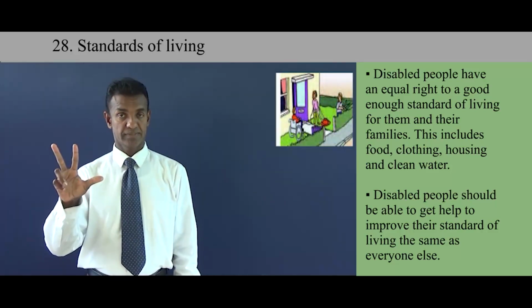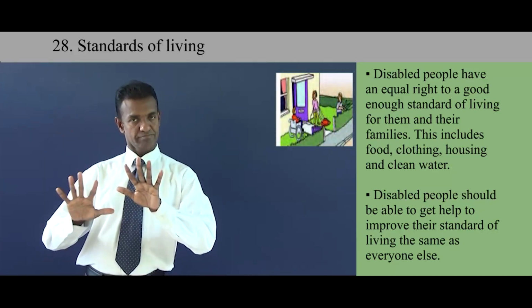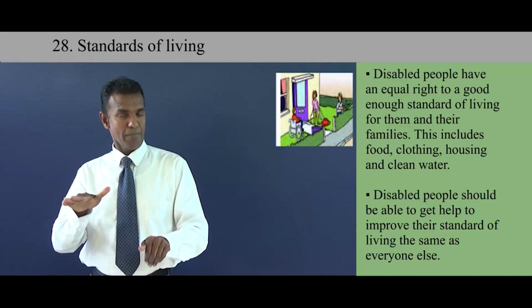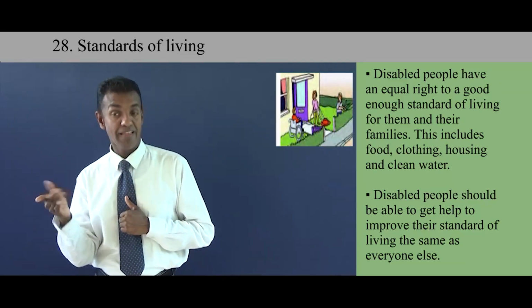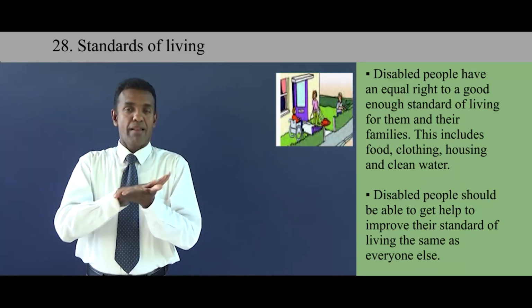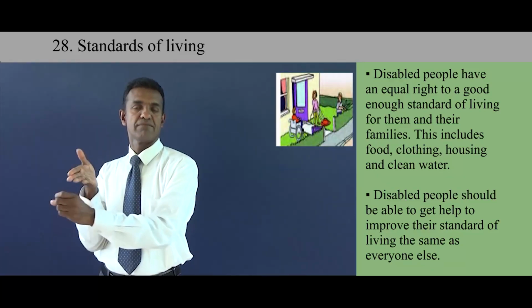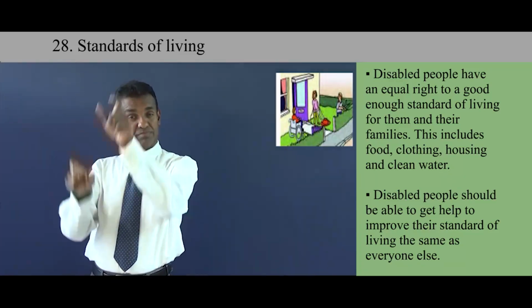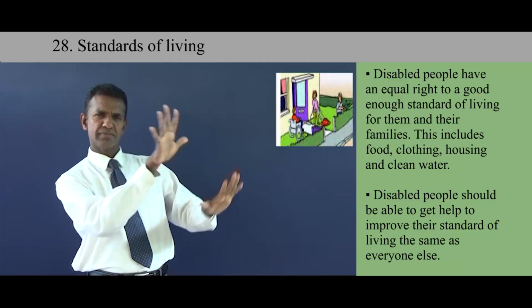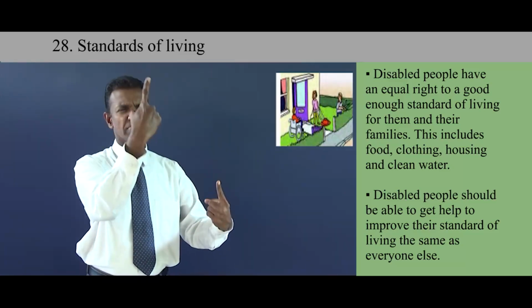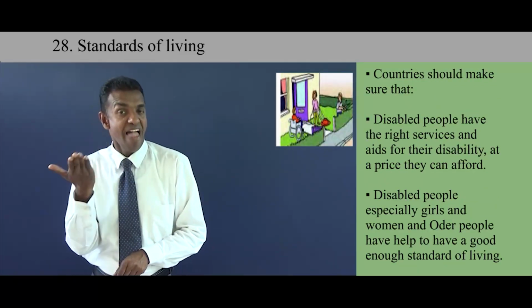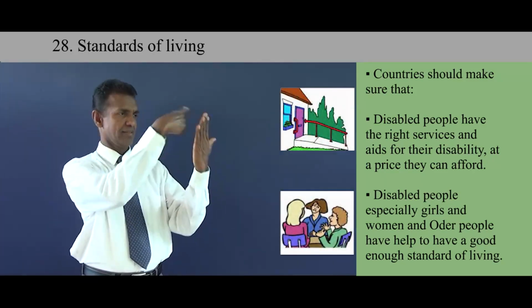Standards of living. Disabled people have an equal right to a good enough standard of living for them and their families. This includes food, clothing, housing, and clean water. Disabled people should be able to get help to improve their standard of living the same as everyone else. Countries should make sure that disabled people have the right services and aids for their disability at a price they can afford.